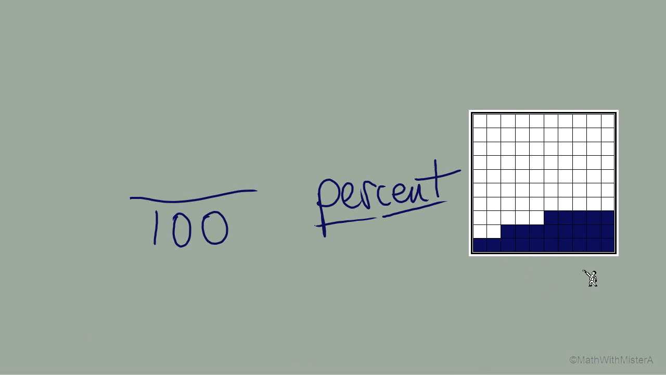What percent would we be looking at with this diagram? Now remember, 100 equal-sized pieces, and if we count them up, we've got 10 on the bottom row, and then another 8 to make 18, 19, 20, 21, 22, 23. So it's 23 out of 100. We can definitely see that from the diagram.